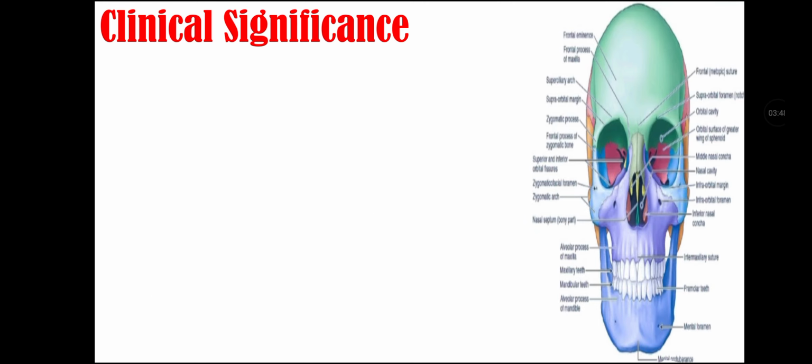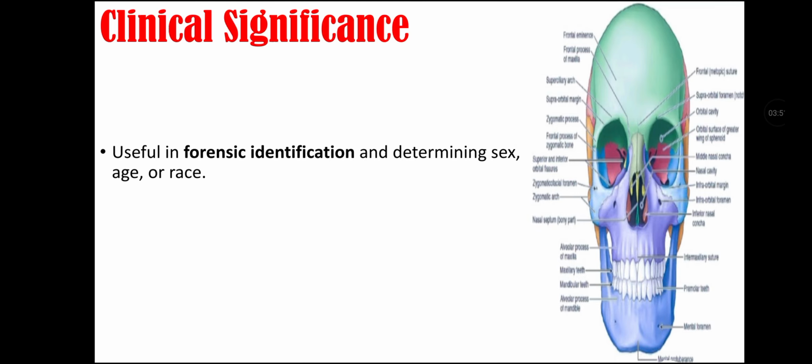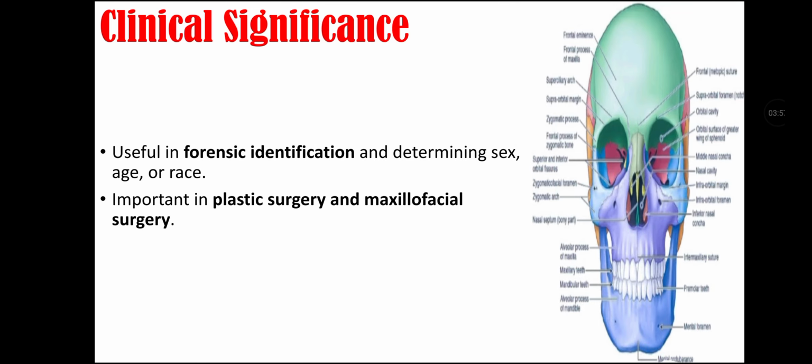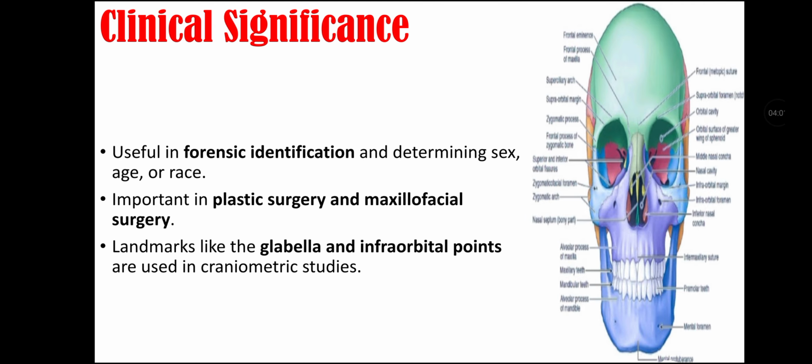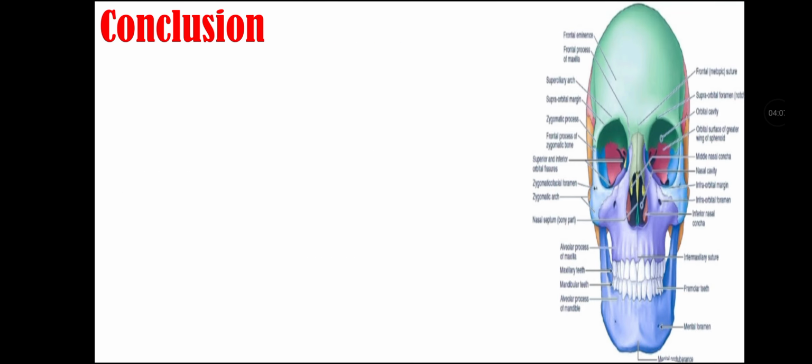Clinical significance of norma frontalis. This norma frontalis is useful in forensic identification and determining sex, age, and race. It is also important in plastic surgery and maxillofacial surgery, and it has landmarks like glabella and infraorbital points that are used in craniometric studies.